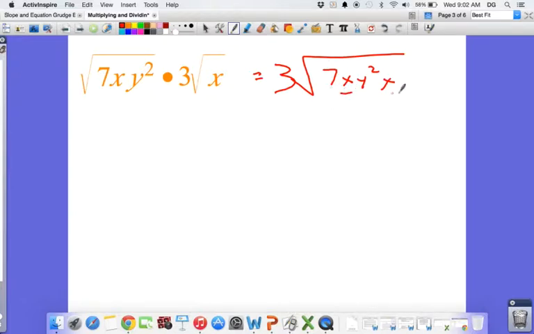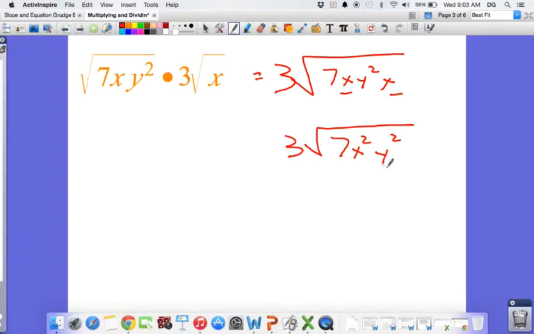Well, let's combine our like terms. I've got these two x's right here. So really I have 3 times the square root of 7x squared if I combine these two x's, because there's 2 of them being multiplied. I still have my y squared. Now I want to see, can I simplify this 7 at all? 7's a prime number, so I cannot simplify the square root of 7 anymore. So I can't do that.